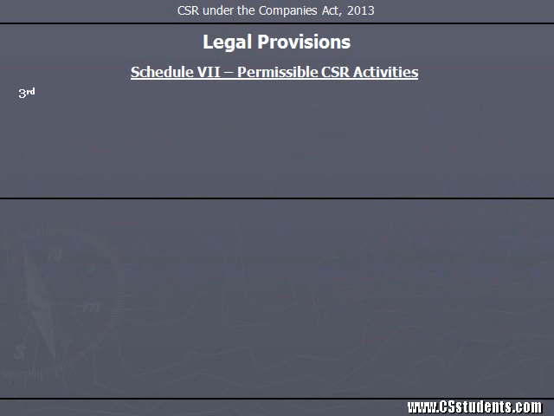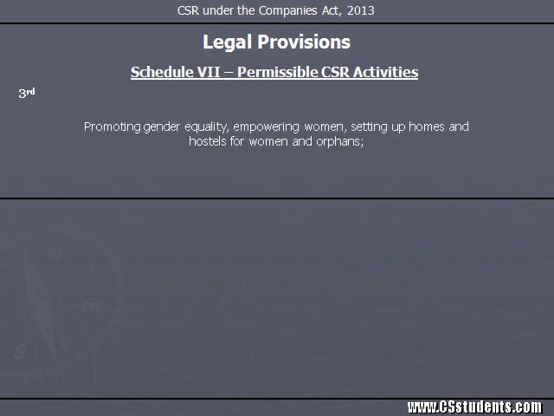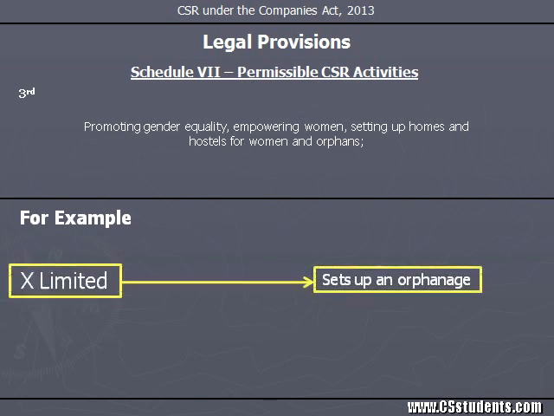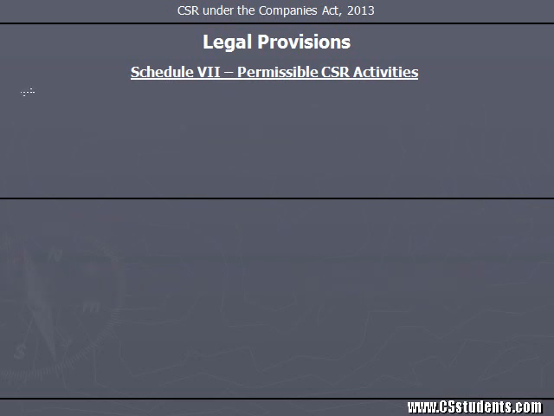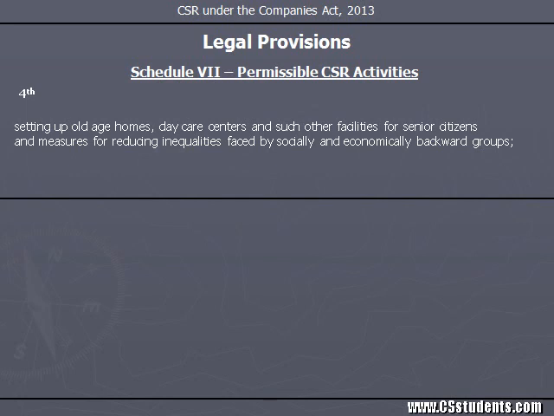The third one is promoting gender equality, empowering women, setting up homes and hostels for women and orphans. So, it's pretty straight. X Limited starts an orphanage. It's a CSR activity. The fourth is setting up old age homes, daycare centers, and such other facilities for senior citizens and measures for reducing inequalities faced by socially and economically backward groups.